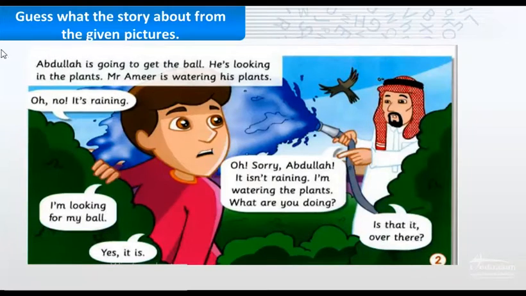Picture number two. Abdullah is going to get the ball. He is looking in the plants. Mr. Amir is watering his plants.